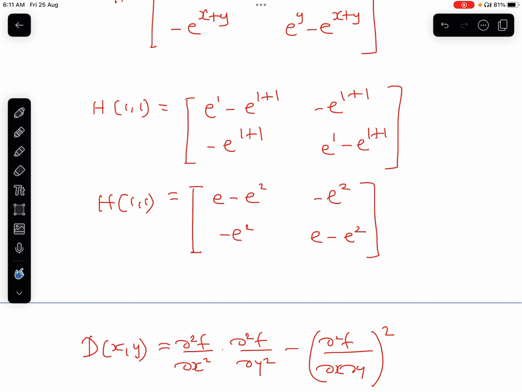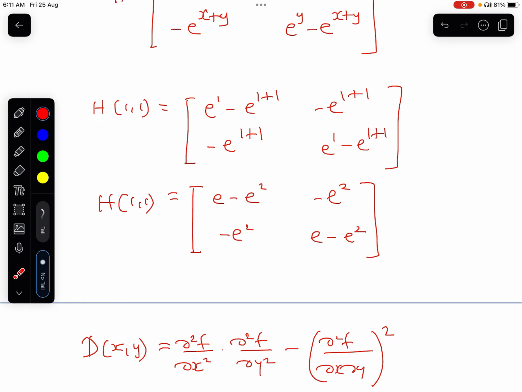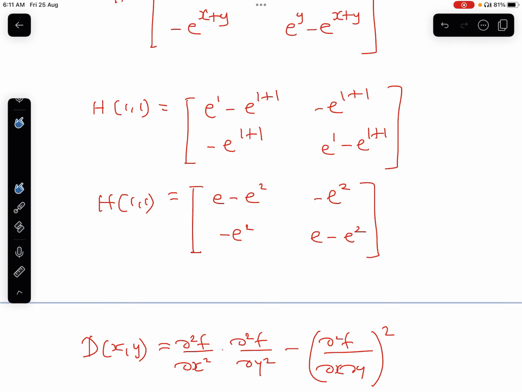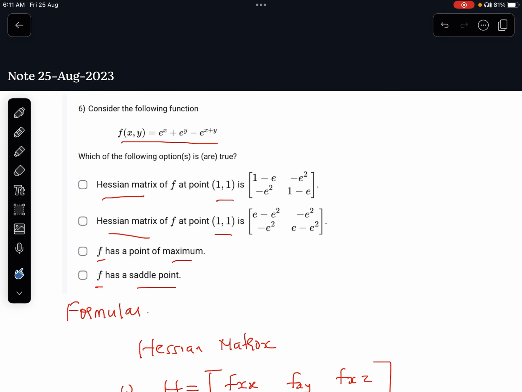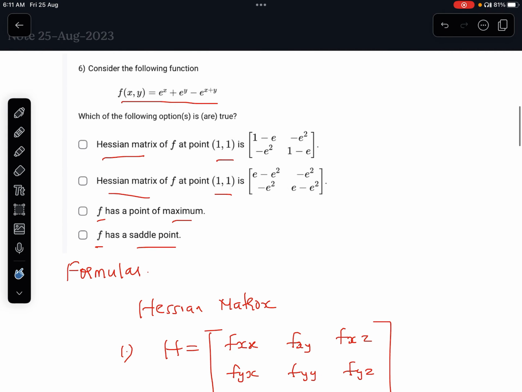e minus e square, here minus e square, here minus e square, then e minus e square. Now let us check the answer options. Now if you are solving for the Hessian matrix at 1 comma 1, either option 1 or 2 should be correct initially. So if you see that, we will get option 2 as the correct answer.